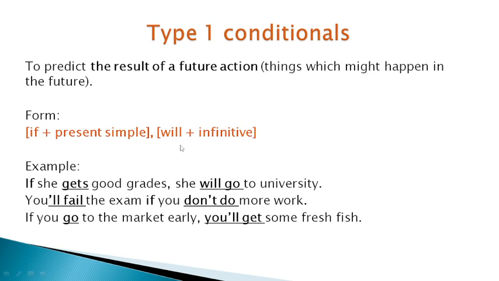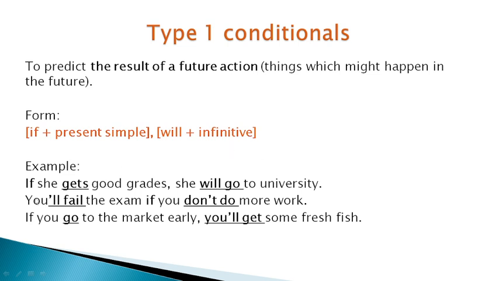Type 1 conditionals. In what context do you use type 1 conditionals? We can use them to predict the result of a future action, things which might happen in the future. So, what will happen in the future? If there is some prediction relating to the future, we use simple present tense in the if clause and will plus the base form of the verb, or infinitive, in the main clause.